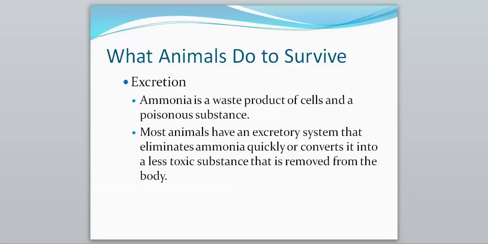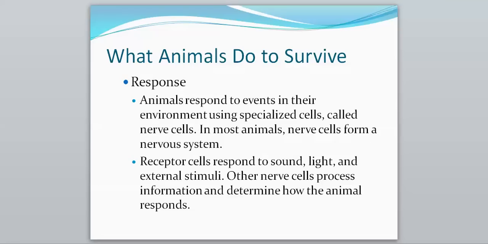And excretion: ammonia is going to be the main waste product of cells, and it's a very poisonous substance. And so most animals will have an excretory system that eliminates ammonia quickly so it won't hurt the animal, or it'll convert it into a less toxic substance that is removed from the body. So animals have to have some way to remove ammonia from their body or convert ammonia and then remove it from their body. Our next one is response.